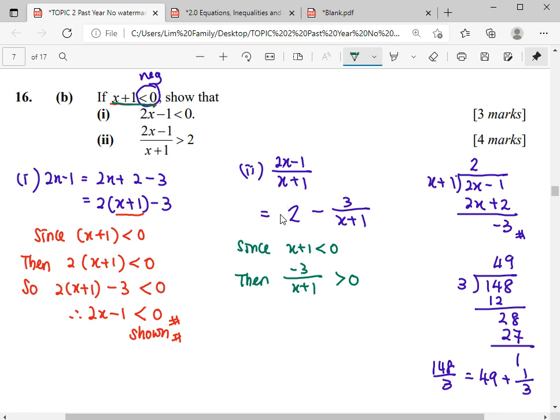So when we add 2 to this fraction, it means the right hand side is going to add up 2. So it is always greater than 2. Therefore, we managed to show that the value of this division is always greater than 2.